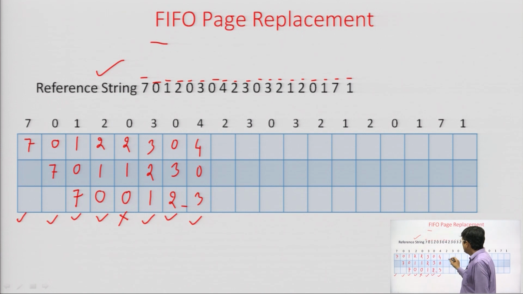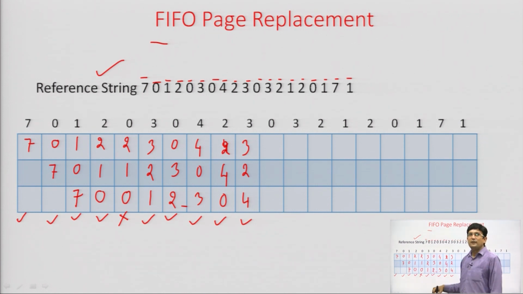Then to bring 2, we will again have to remove one page. Obviously 3 will go, 3 is the oldest one. So there is a page fault. Then the reference of page number 3, again a page will go, so obviously that will be 0. Then 0 is coming, again one page will be replaced. That will be 4 because 4 is the oldest one. There is a page fault.